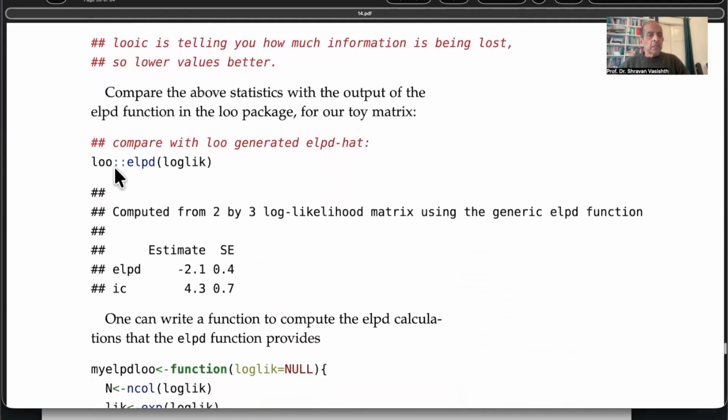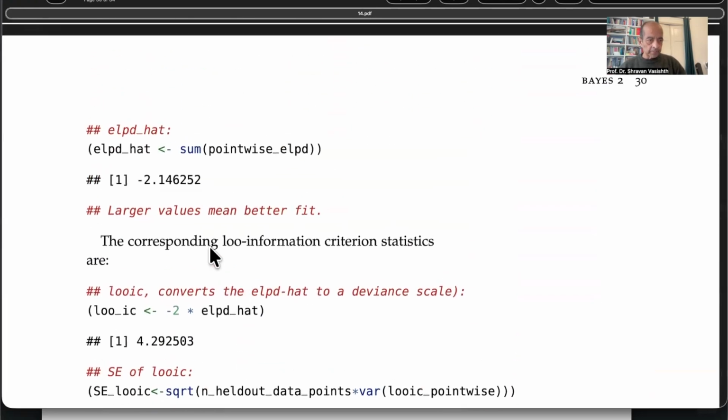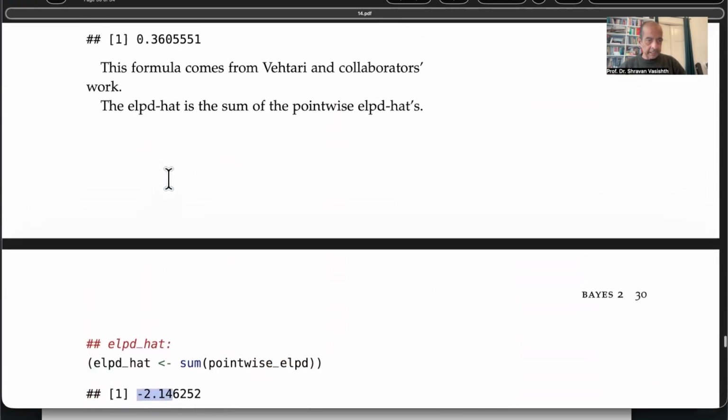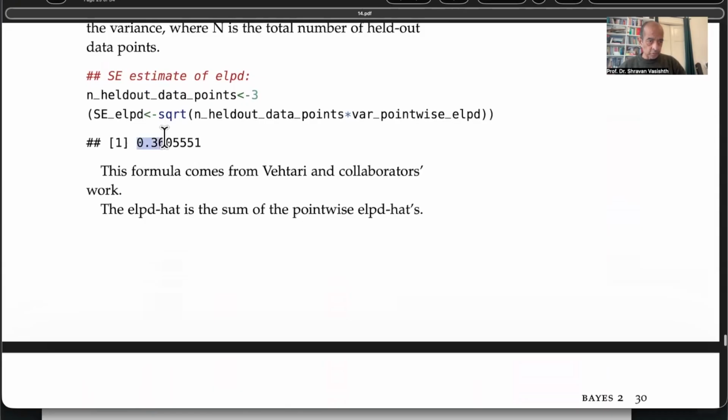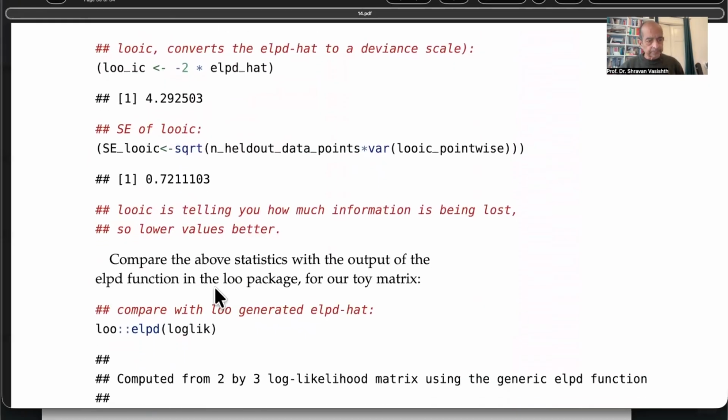But we are not going to use the LOO IC. I just wanted to mention it. If you compare the above statistics with the output of the ELPD function, you'll see that the numbers are identical. Minus 2.1 is the ELPD hat, and 0.4 is the standard error. So we can reproduce the results.